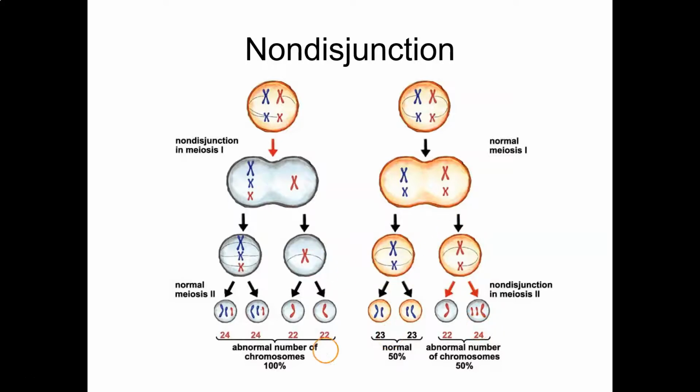So it depends on where the impact occurs. If it occurs in meiosis 2, the impact is mitigated. If it occurs in meiosis 1, everything downstream from meiosis 1 is affected.